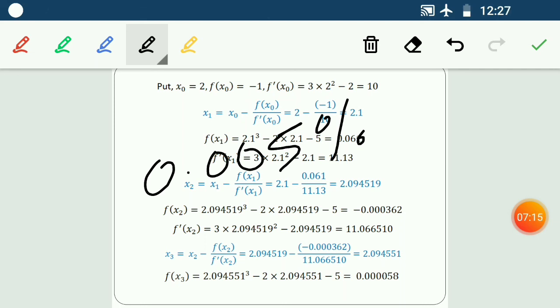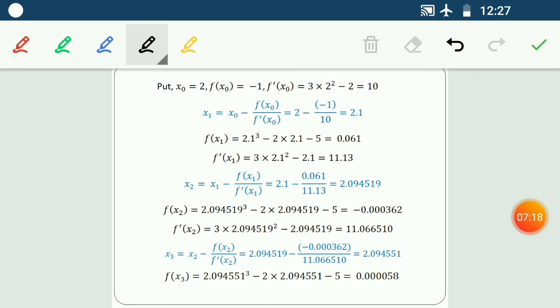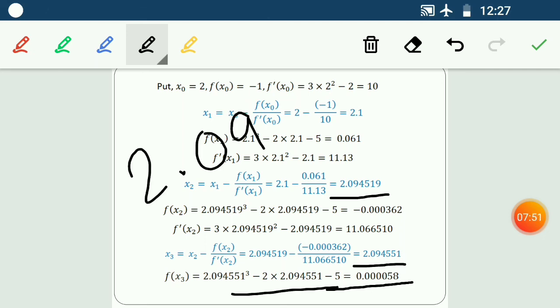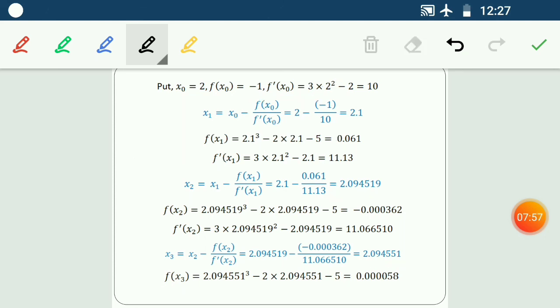So this much error can be neglected, because in this question it has not been asked anything about how to find the root, whether up to 3 correct decimal places, 4 correct decimal places, or up to a desired accuracy. Nothing has been given. So we have to state here that this much negligible error can be considered. And one more thing, the 4th correct decimal is getting 2.0945, 2.0945 we are getting here. So we can stop the solution here and go for our final answer, that is 2.0945. Okay, so this is the solution for the Newton-Raphson method.